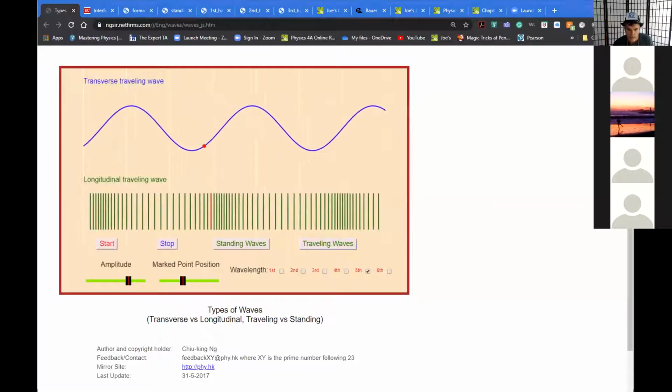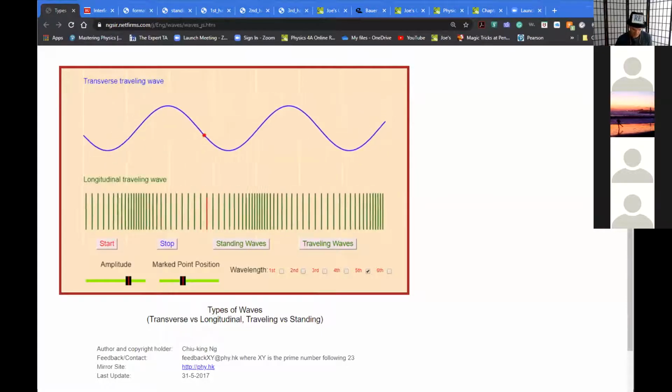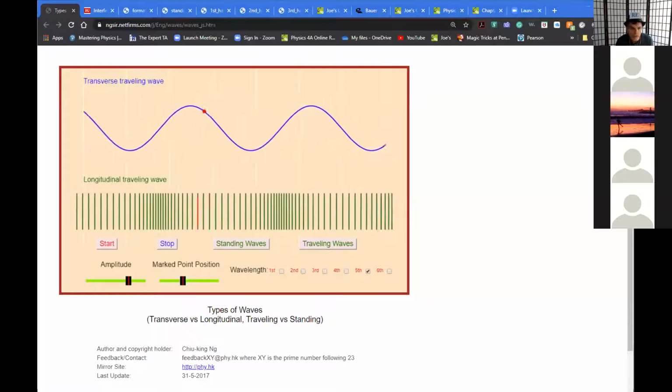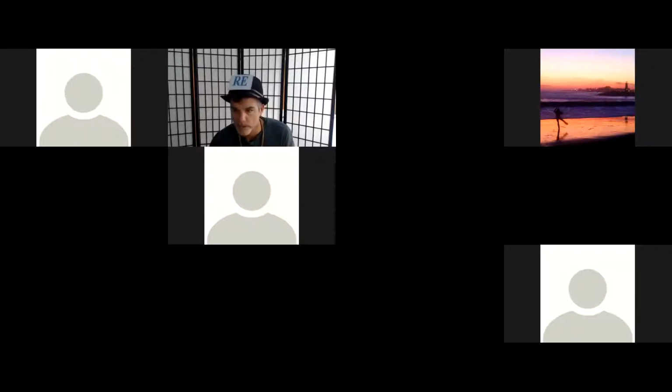Let me mute everybody for a second. Alt tab. Lecture. Hold on 1 second. Stop this share. I'm gonna mute everybody. Mute all. Okay.